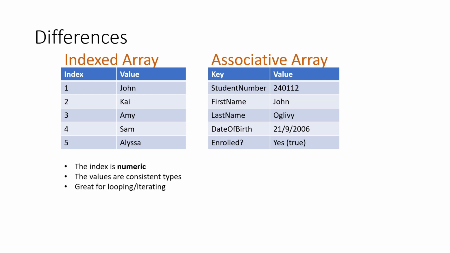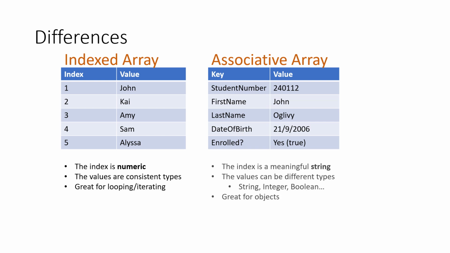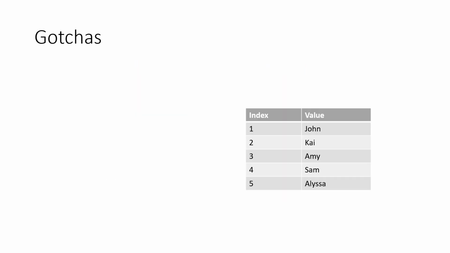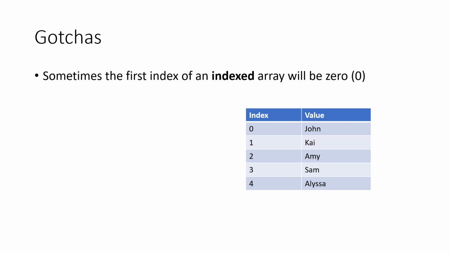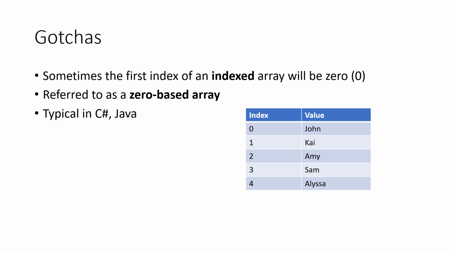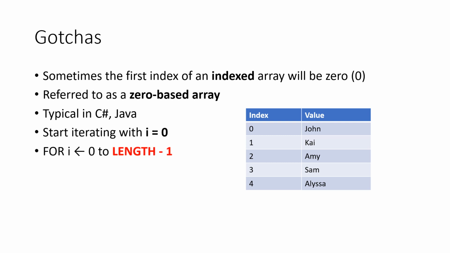The index, though, is managed internally by the program. With an associative array, the index is the key and a meaningful string. It must be unique. There's one gotcha with indexed arrays, and that is that they sometimes start with 0. This is called a zero-based array and is common in C-derived languages. We start iterating from 0, and here's the gotcha. We must stop iterating at length -1.